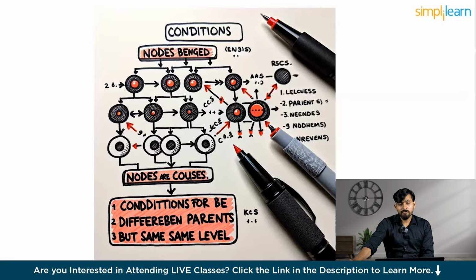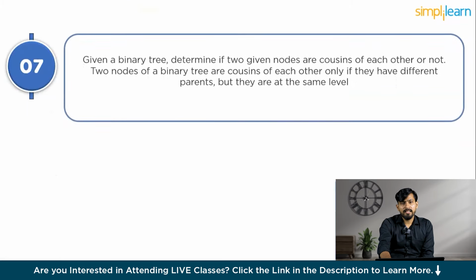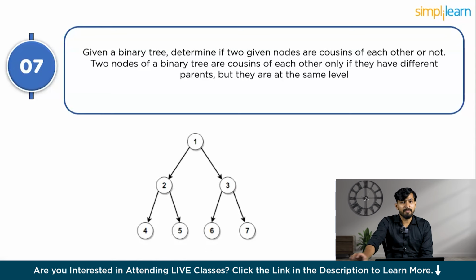Our next question is based on determining whether given binary tree nodes are cousins of each other or not. So let us go for that. As you can see here, it says that given a binary tree, determine if two nodes are cousins of each other or not. Two nodes of a binary tree are cousins to each other if and only if they have different parents, but are at the same level.